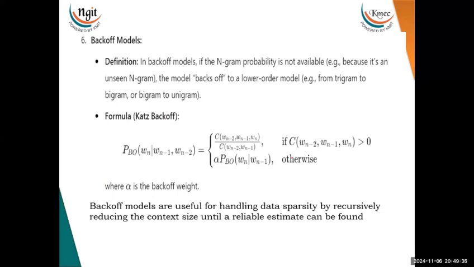So in Backoff models, if the n-gram probability is not available, for example, because it's an unseen n-gram, the model backs off to a lower order model, from trigram to bigram or bigram to unigram. So this is the formula for a Backoff model, where alpha is the Backoff weight. Backoff models are useful for handling data sparsity by recursively reducing the context size until a reliable estimate can be found.